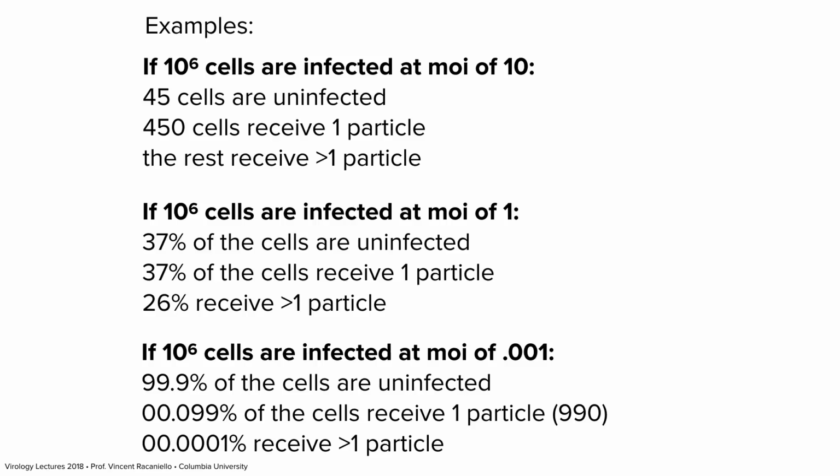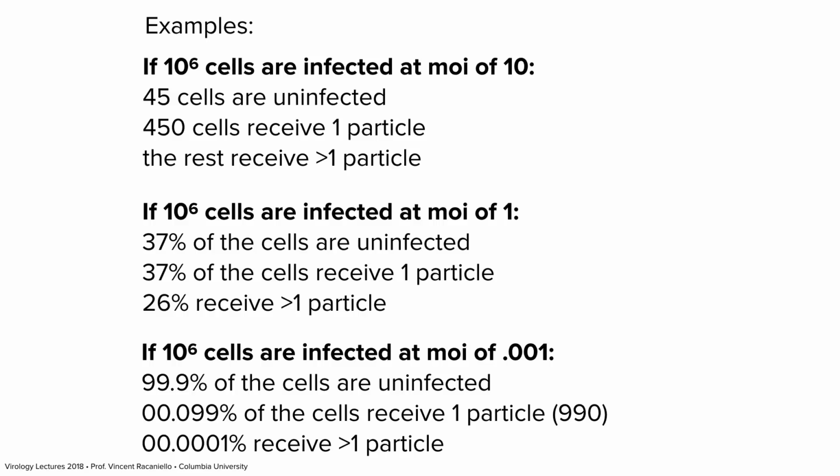So if you want to do a one-step growth curve, you use a multiplicity of infection of 10. 5 will also work. And if you know the titer of your virus, that's really easy to figure out. That way you know every cell in the culture is going to be infected. If you use an MOI of 1, 37% of the cells are uninfected, 37% receive 1 particle, and 26% receive more than 1.